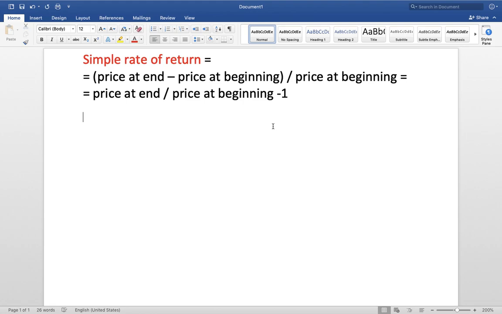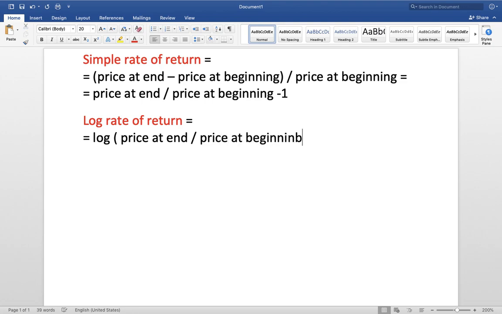People who work in finance also use the log rate of return. It's log, and not the simple rate of return, which is defined as the logarithm of the price at end divided by the price at beginning.